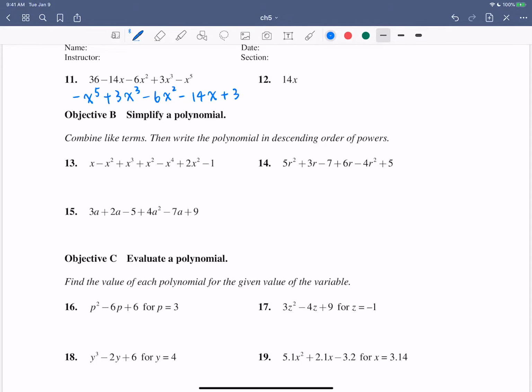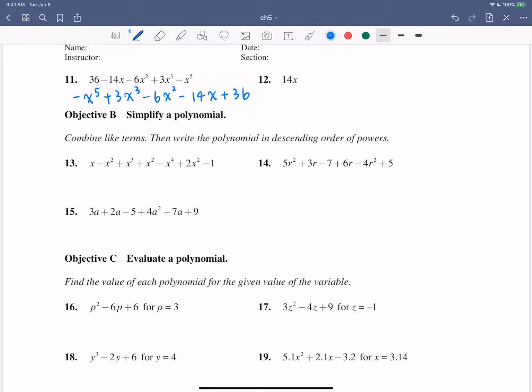plus 36. Objective B. Simplify a polynomial. We will combine like terms and then write the polynomial in descending order of powers. As a beginner, you might want to circle or highlight like terms in longer expressions based on the variable and the power. In number 13, we only have one variable, so all you need to look at would just be the exponents attached to the variable x.